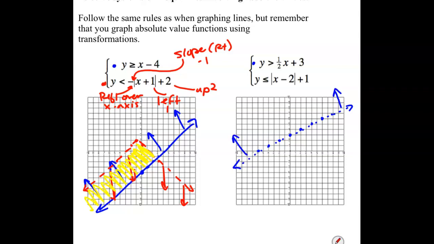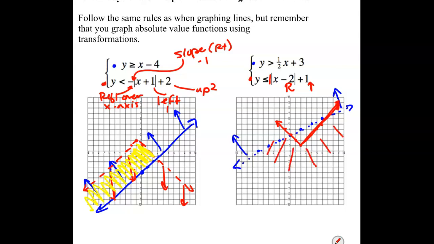For our second one, we have the absolute value. This time we are going right 2 and up 1. There's been no change. We still have a slope of 1 in front. So right 2 from the origin and up 1. And we're going to do a slope of 1 on the right side and negative 1 on the left side. And then this one is going to be a solid V, since there is an equal sign with it. And we want y to be less than that, so we are shading outside of the V.